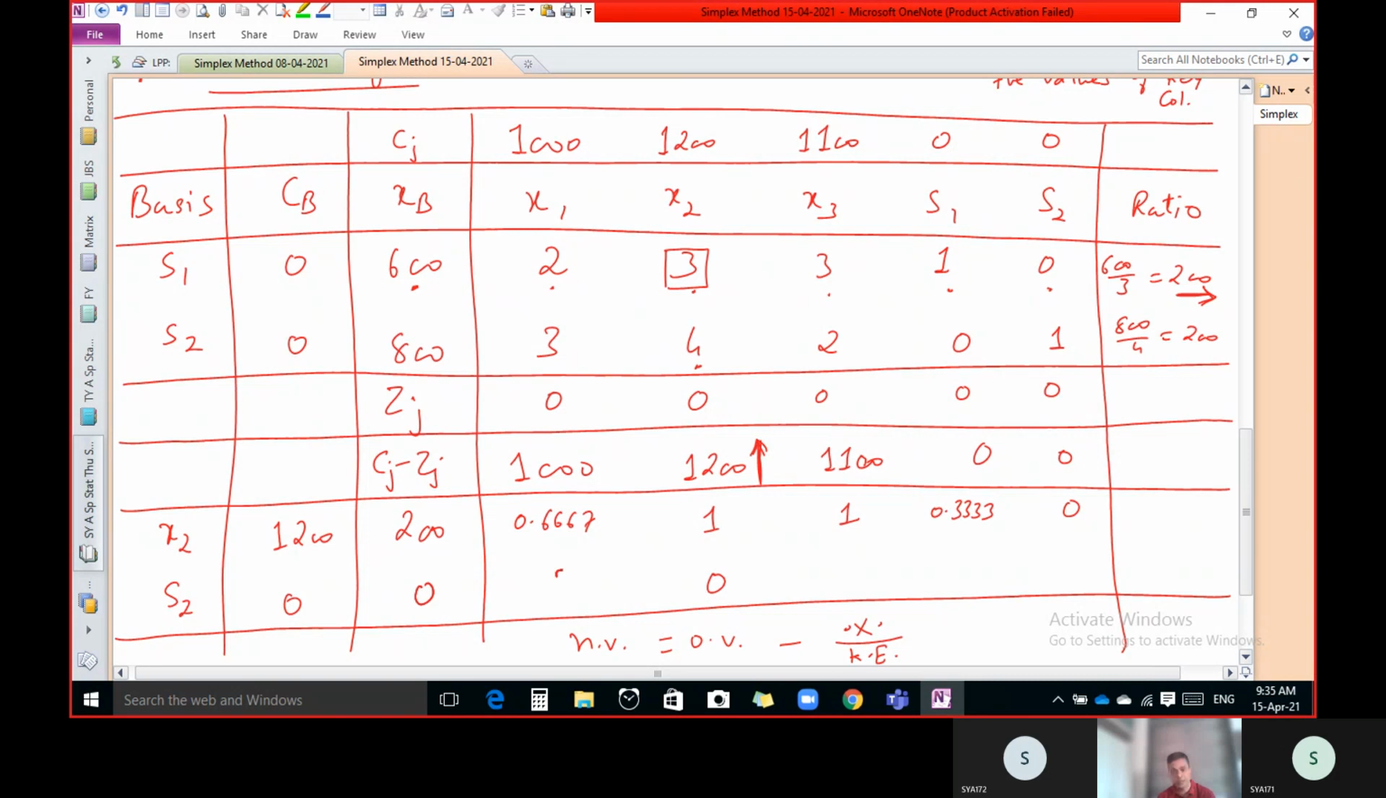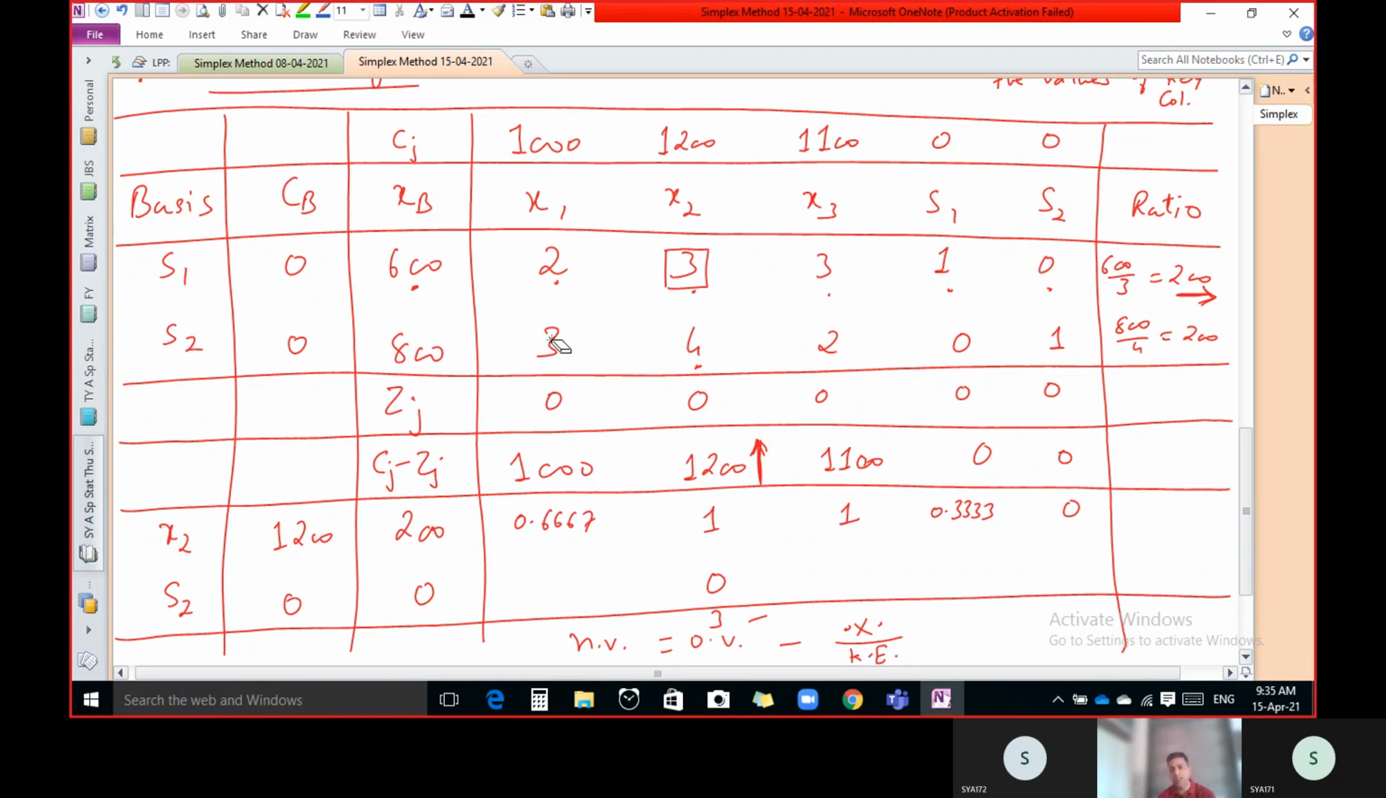Now once again, if I want to calculate this, my old value is 3. In this 3 you have to see this value and this value. Multiply these two values. So 2 into 4 is 8, divided by 3. 8 divided by 3 is 2.67. So 2.67 you have to subtract from 3, and you will get this value.